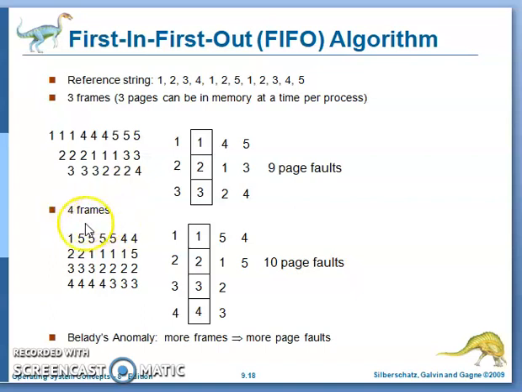Now you consider the 4 frames. Initially, the same reference string 1, 2, 3, 4. All 4 frames are free. Just load all 4 first pages. 1, 2, 3, 4 pages are loaded into 1, 2, 3, 4 frames. Hence, there are 4 page faults.